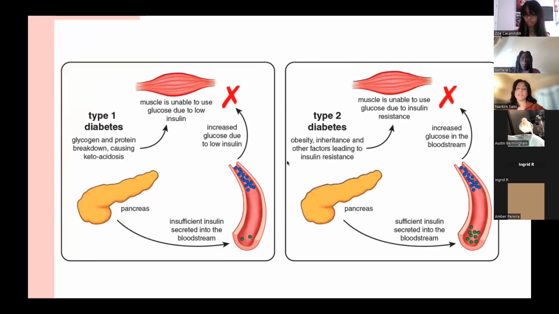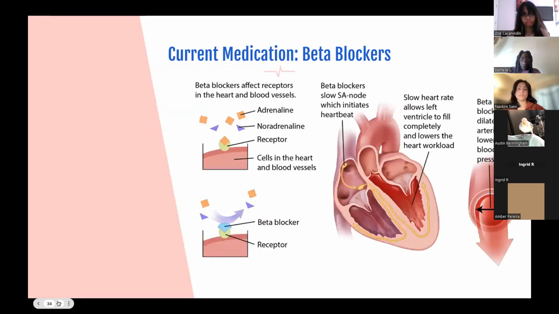Whereas with type 2 diabetes, other factors such as obesity and genetics lead to its development, and it essentially relates to your pancreas not being able to secrete enough insulin because your body has developed insulin resistance. So that's something to consider.